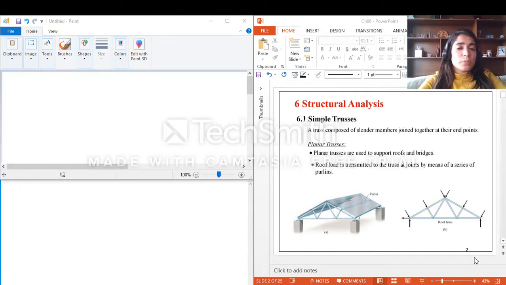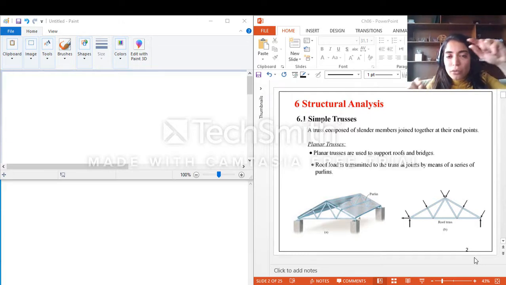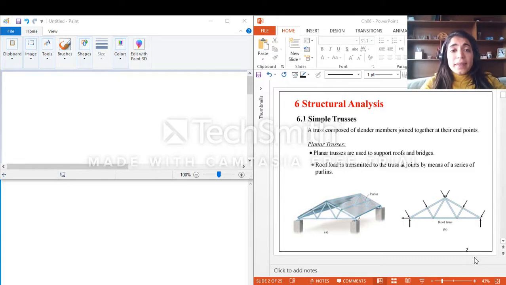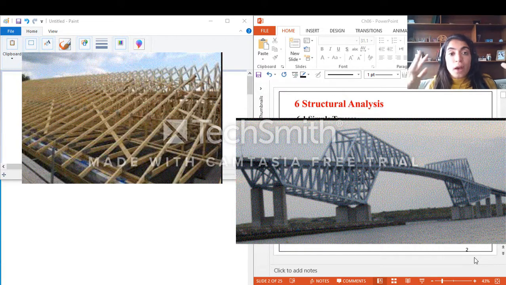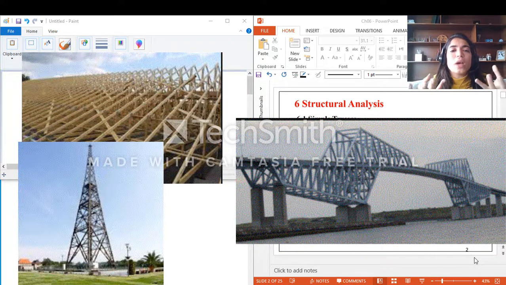Now, guys, let's start by defining a truss. What is a truss? Basically, a truss is a structural body that is composed of slender members joined together at their end points by pins. They are basically used to handle the roof load. They are used in bridges, they are used in towers, so they are basically used in order to handle some load above them.